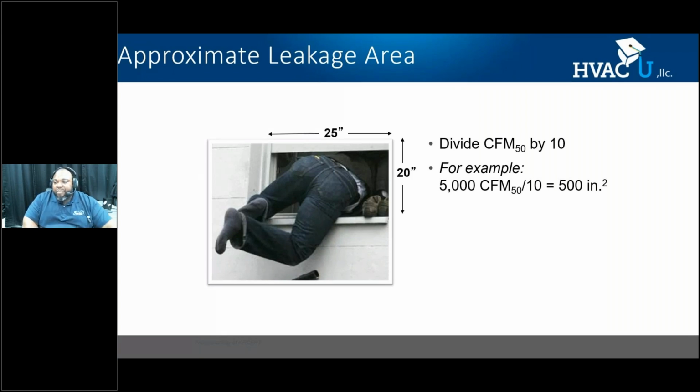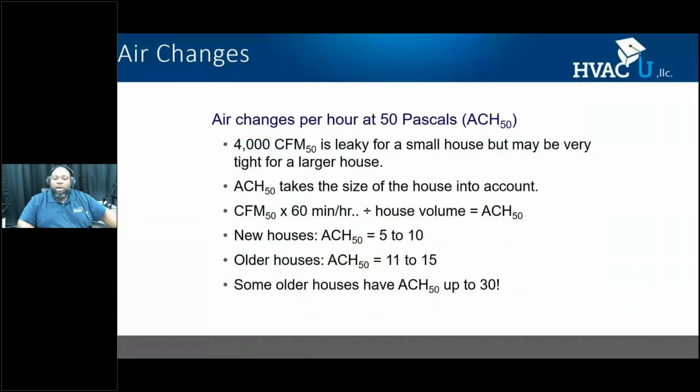Now, some software programs may require you to use what are called air changes per hour. Air changes per hour still utilizes that 50 Pascal test pressure, but a CFM50 number gives me leakage, and it doesn't really tell me how leaky that building shell is. In order to get a true number of how leaky that building shell is, I have to take the building's volume into account. And we have a formula for that.